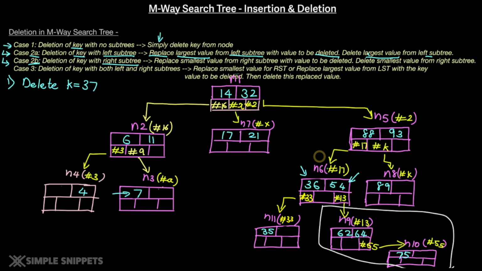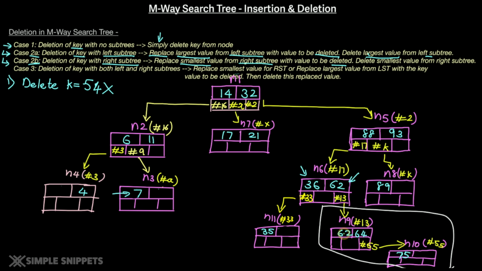So when you want to delete 54, let's say you want to delete k equals 54, what you do is you replace the smallest value from the right subtree with the value to be deleted. So in this entire subtree, the smallest value is 62. So 62 comes at 54's place. You replace 54 with 62. So basically 54 got deleted.